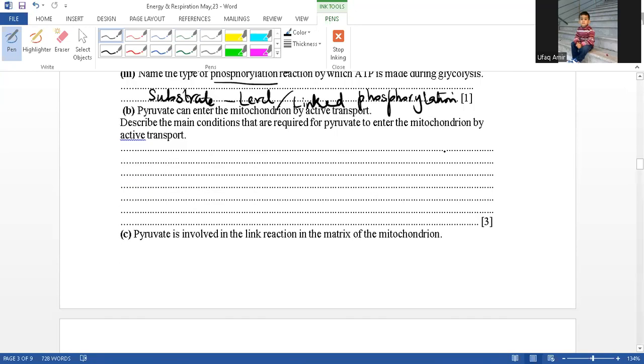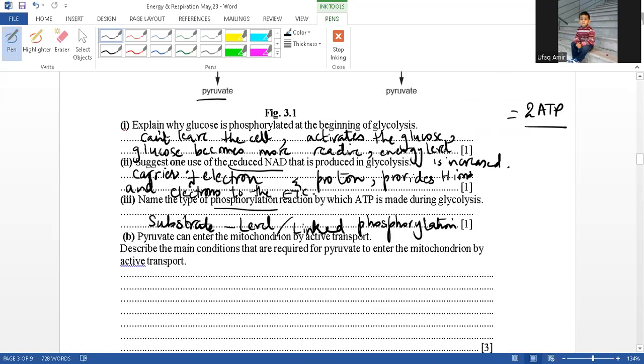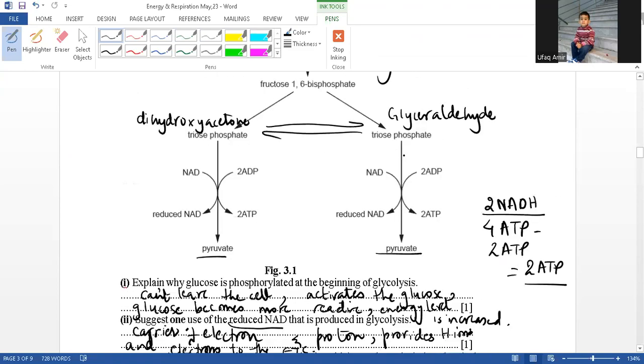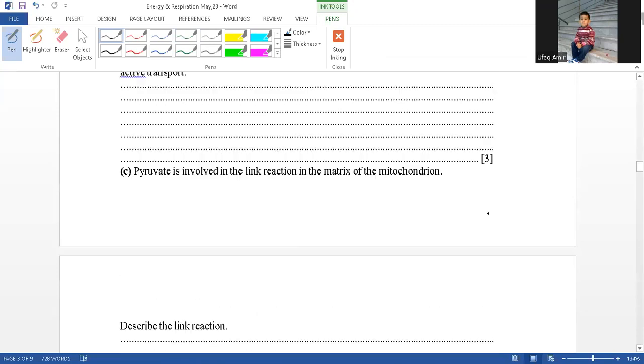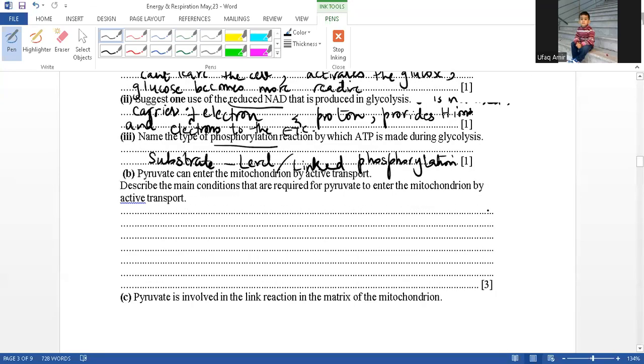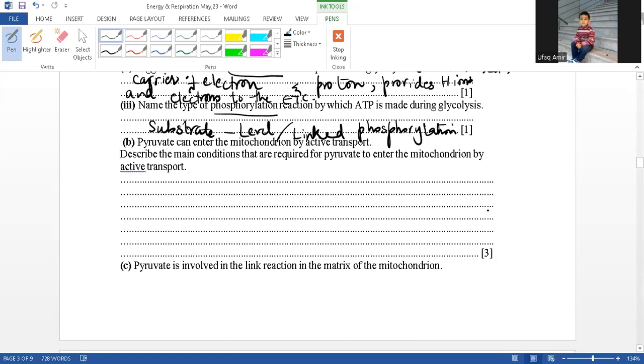See, all these questions are about glycolysis, and it's a long question of 9 marks, having short questions all related to glycolysis. So all the steps of glycolysis are very important. Pyruvate can enter the mitochondrion by active transport. We know that it is actively transported into the mitochondria.